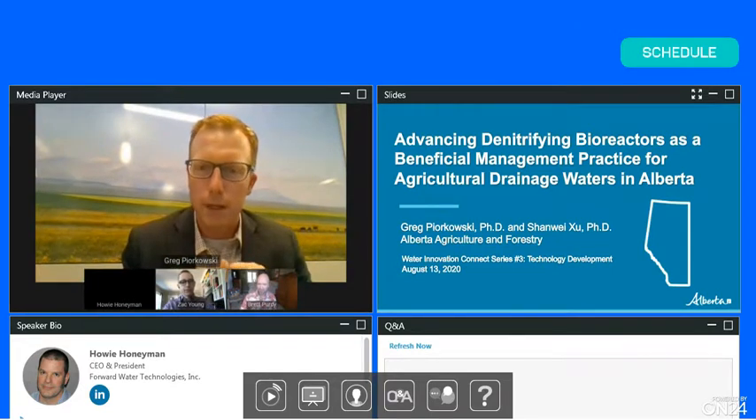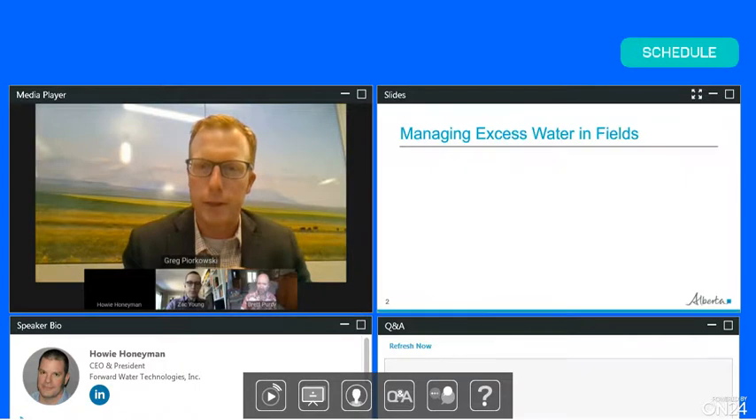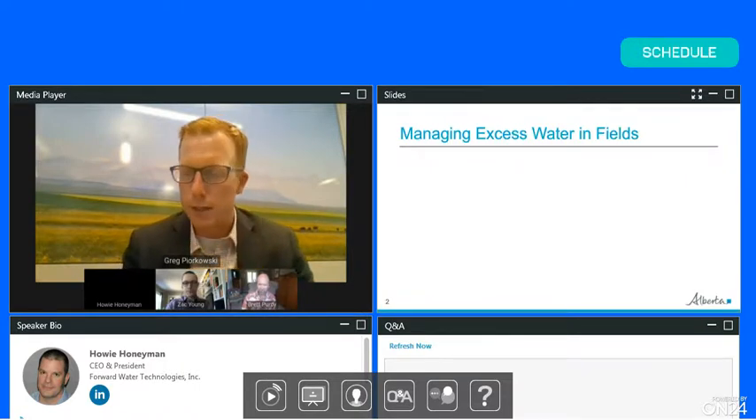What we've been studying is advancing denitrifying bioreactors to manage agricultural drainage waters in Alberta. We've been working in this area for quite some time, looking at the impacts of drainage and how we can go about managing it. Bioreactors are one of the later methods that we've been looking at.